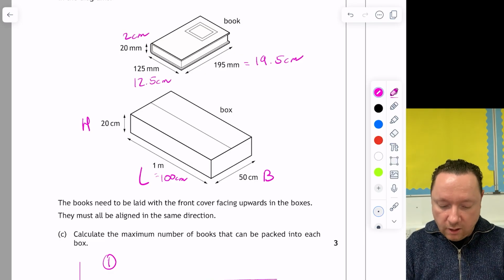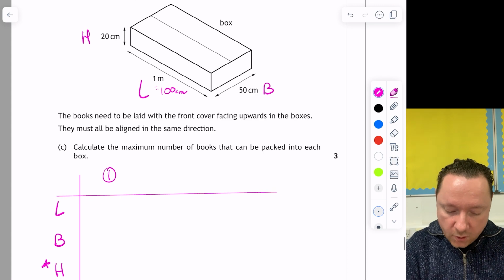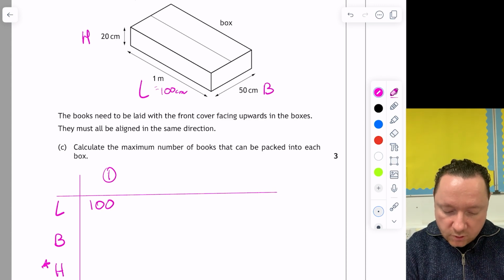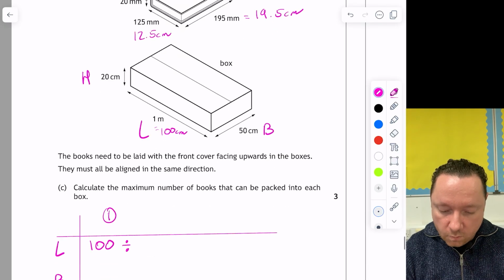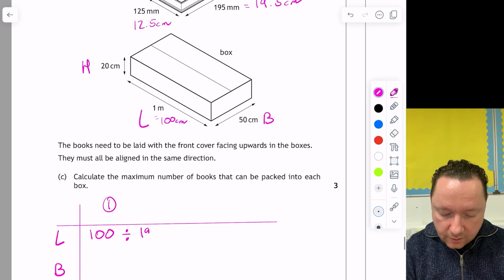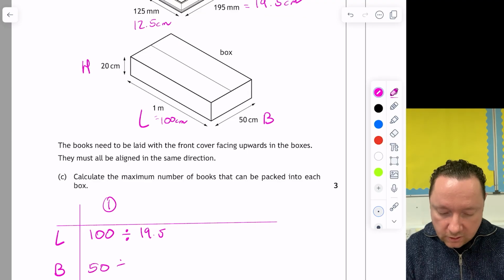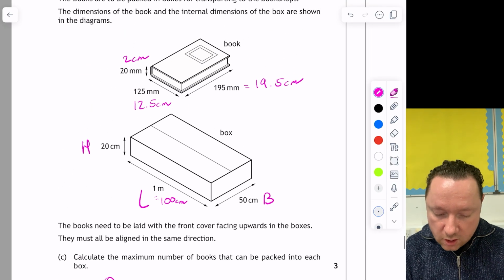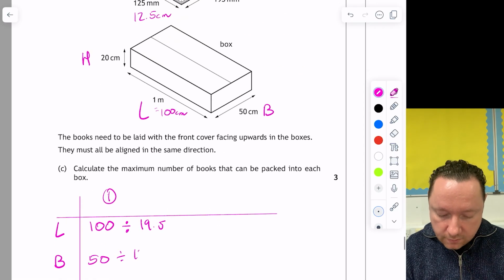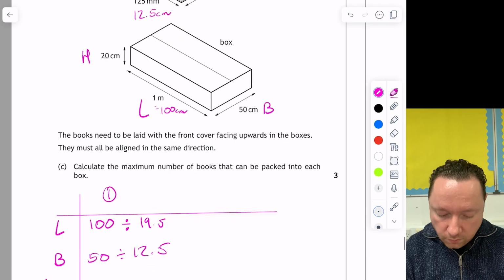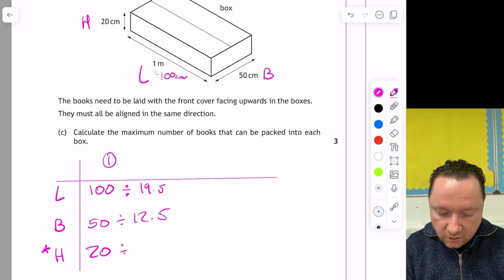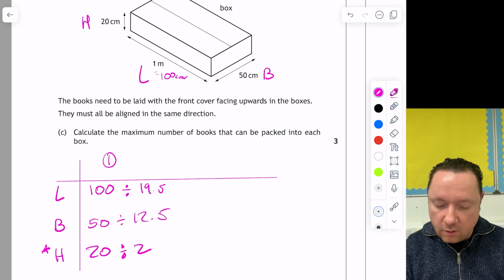Right, so now we can start. So let's start off with the length of the box. It's always the big one divided by the small one. Length divided by length. So 19.5. And then we can go breadth, which is 50, divided by the breadth of the box, which is 12.5. And then height against height, 20 and 2. So there's option 1. And I'll work out the sums in a minute.